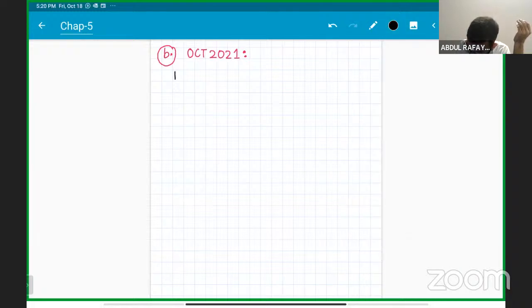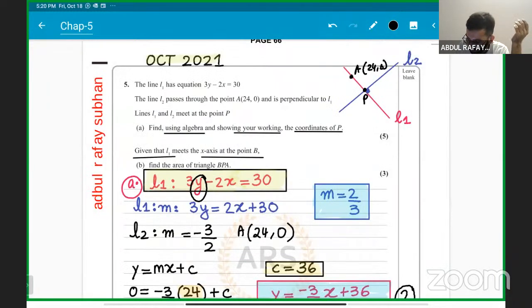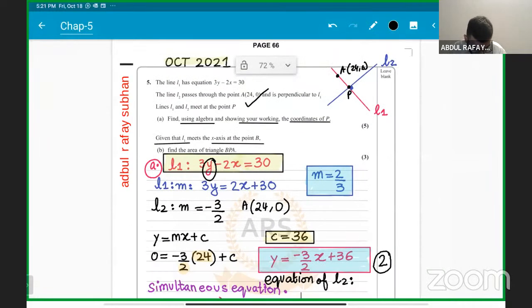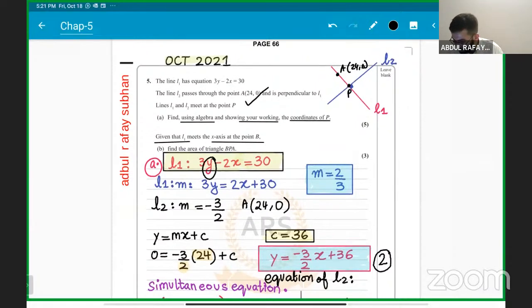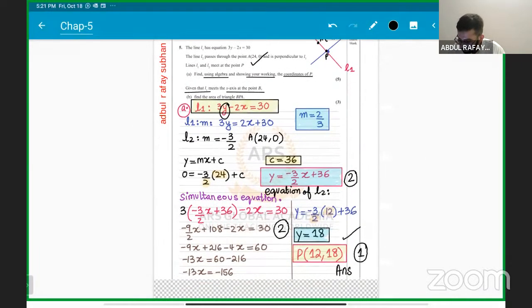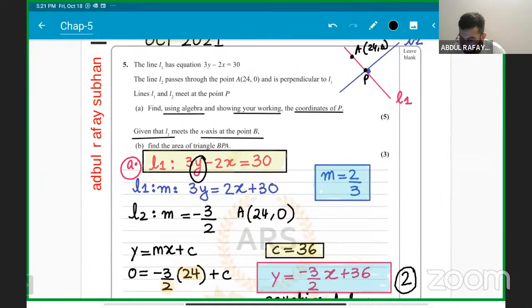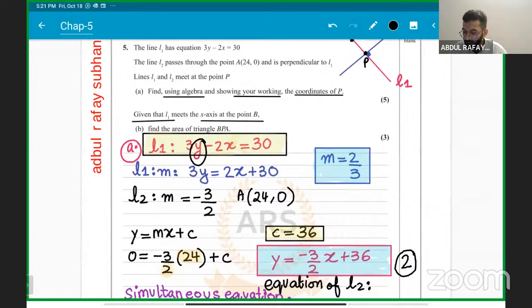Follow very carefully. What are the A coordinates? Make sure you write down all coordinates. A is 24, 0, students. What are the P coordinates? We just found out 12, 18, right? Is everyone understanding? A coordinates are 24, 0, and for the B coordinates, the line L1 is meeting the x-axis.